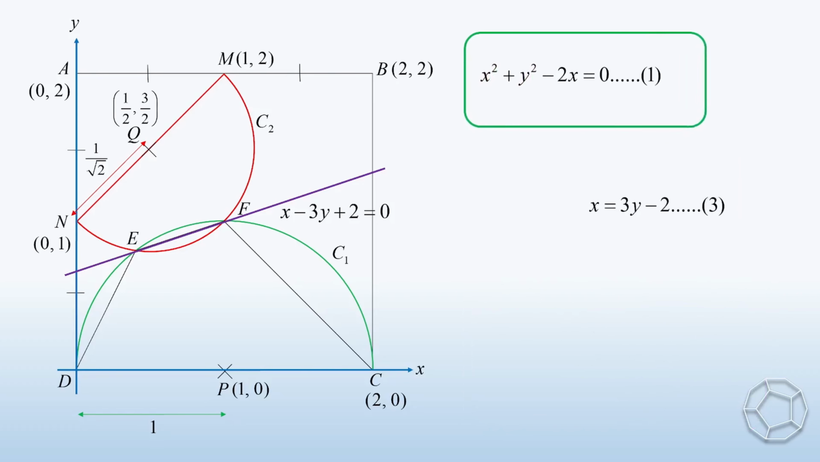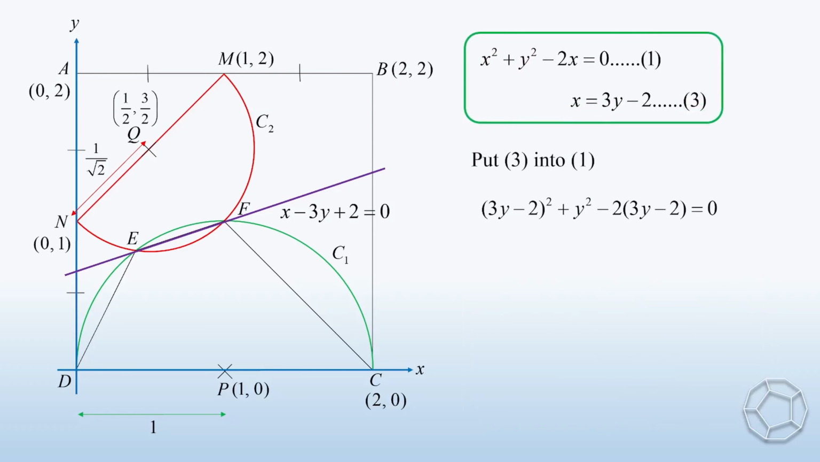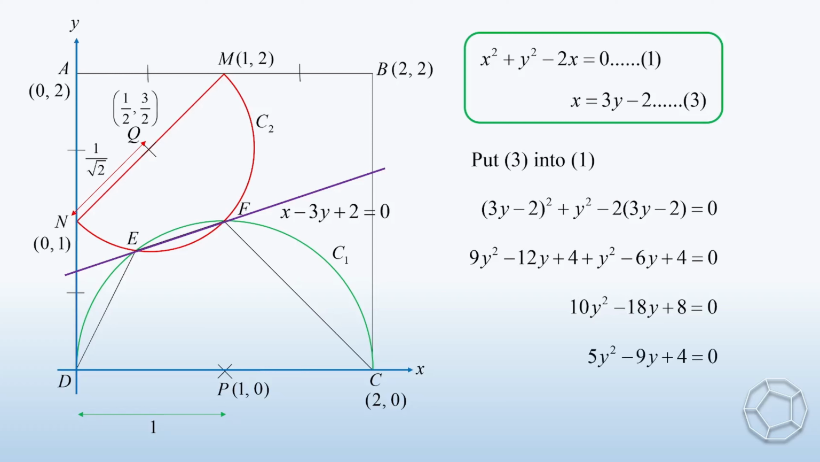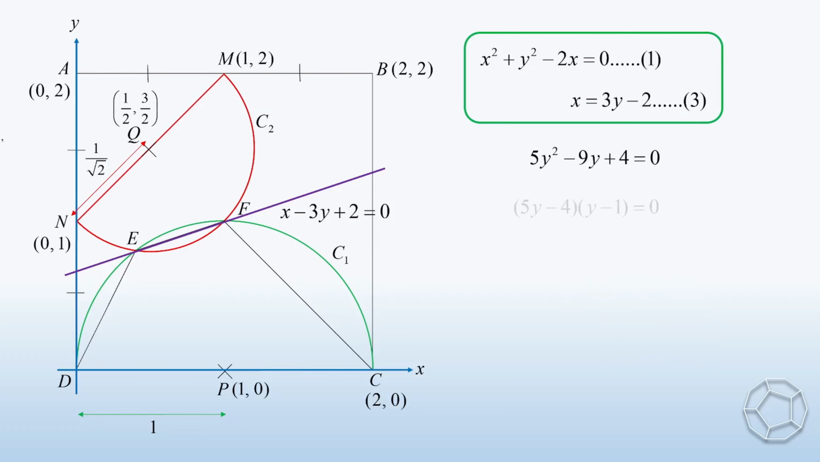We can put it into equation 1 to eliminate the unknown x. It becomes a quadratic equation in y, so it gives the y coordinates of both E and F. If you want to go over the expansion and simplification, just pause the video for a moment. The simplest equation is 5y² - 9y + 4 = 0. Now, we can factorize the left-hand side easily. So we get y = 4/5 or y = 1.